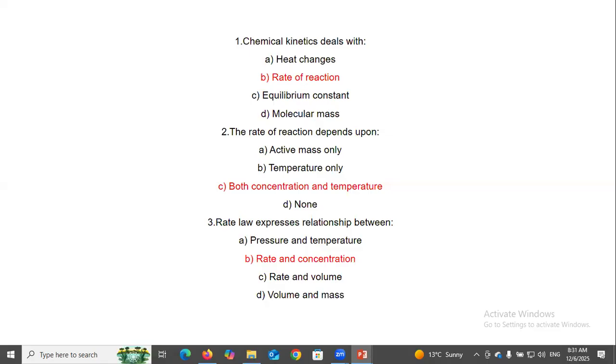The rate of reaction depends upon active mass only, temperature only, both concentration and temperature, not. Correct option is option C, both concentration and temperature. Rate law expresses relationship between pressure and temperature, rate and concentration, rate and volume, volume and mass. Correct option is option B, rate and concentration.